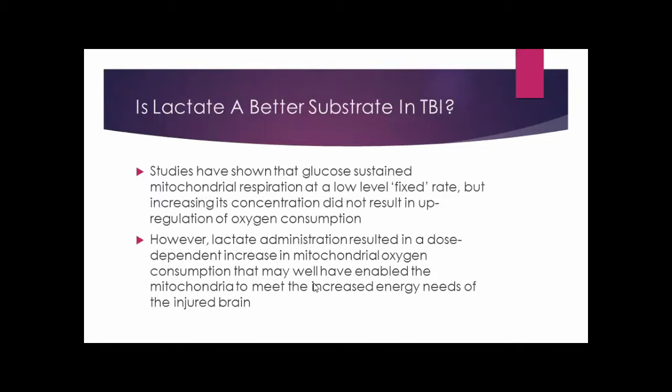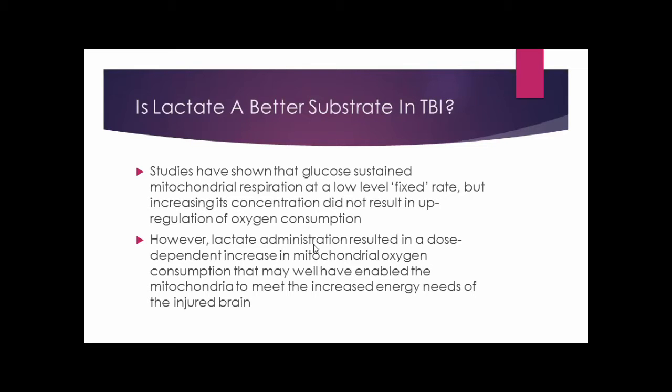So does that mean that lactate is a better substrate in traumatic brain injury? So studies have shown that glucose sustained mitochondrial respiration at a low level, fixed rate, but increasing its concentration did not result in upregulation of oxygen consumption. So what does that mean? It's saying that when normal states are in place, the mitochondrial respiration rate of just going through the normal glycolysis in the cytosol, followed by the citric acid cycle and the electron transport chain within the mitochondria, is just done at a fixed rate, just normal, just like an assembly line.